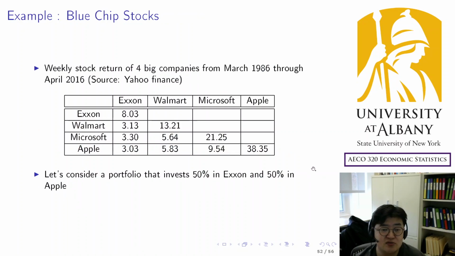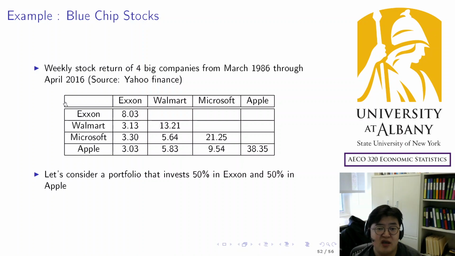We are going to use real data from 1986 through 2016 from Yahoo, and I chose 4 major companies. You know, in the past, maybe in the 80s, ExxonMobil was the number one company in the stock market, biggest in capital, and then Walmart, and then Microsoft and Apple these days, right?